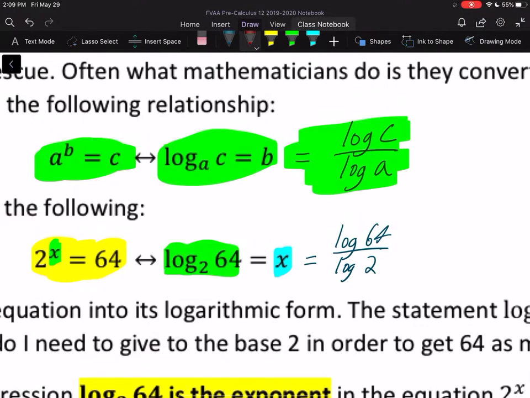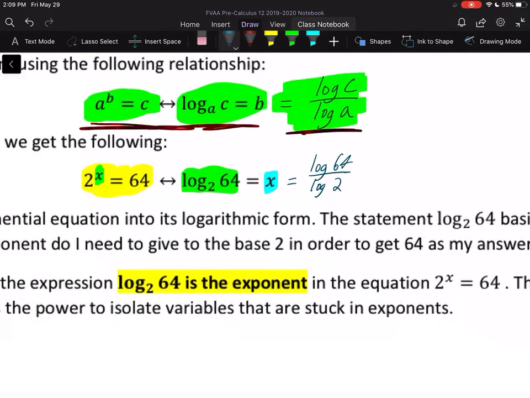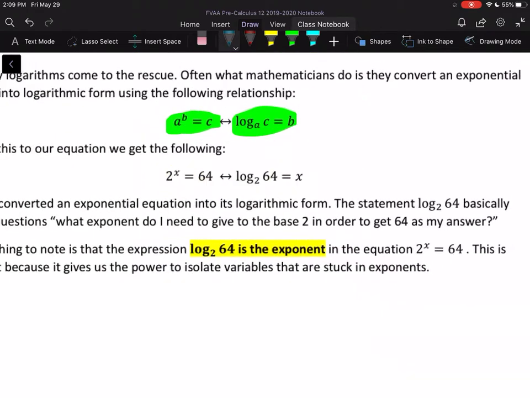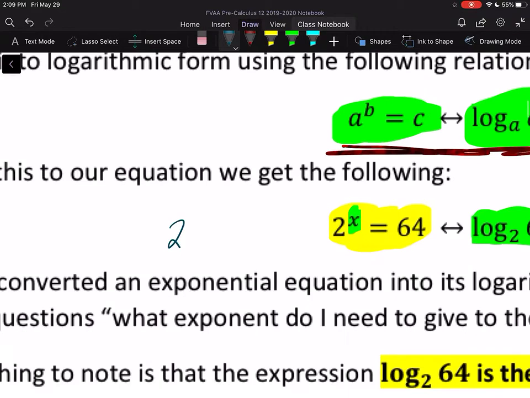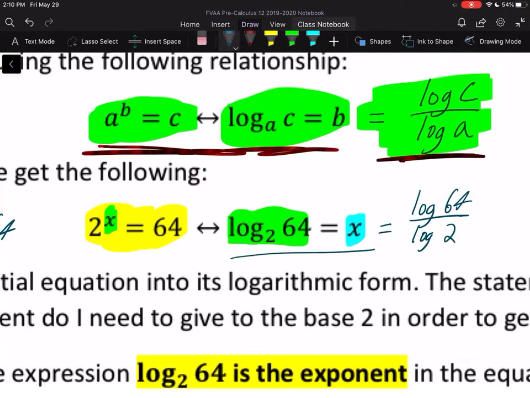You have this conversion in your formula sheet. You can add this one to your formula sheet as well. That is fine too. So both ways allow us to know that this exponent, 2 to the 6, is equal to 64. That's what this allowed us to solve for.